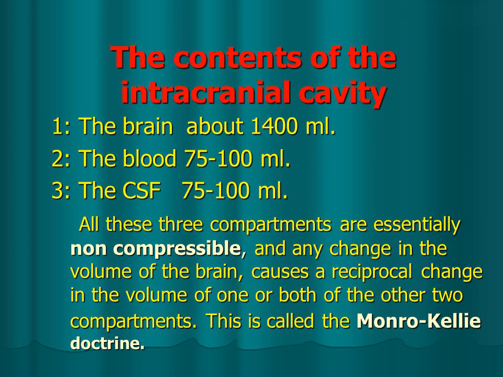1. The brain, about 1,400 milliliters. 2. The blood, 75 to 100 milliliters. 3. The CSF, 75 to 100 milliliters. All these three compartments are essentially non-compressible, and any change in the volume of the brain causes a reciprocal change in the volume of one or both of the other two compartments. This is called the Monro-Kellie doctrine.